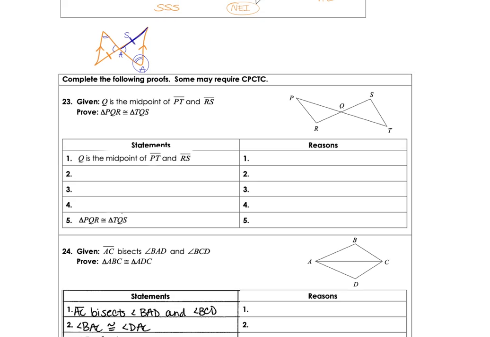Okay, so step one is given. Can't really mark anything for that given, but it says Q is the midpoint of PT. So here's PT. Q is the midpoint. What does that lead you to? PQ congruent to QT. And what's the reason for that? Not reflexive. Definition of a midpoint. If you see that midpoint here, you're going to see it elsewhere.